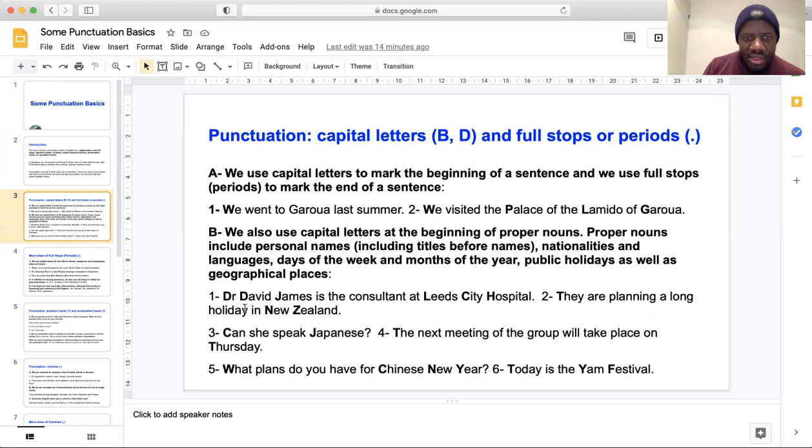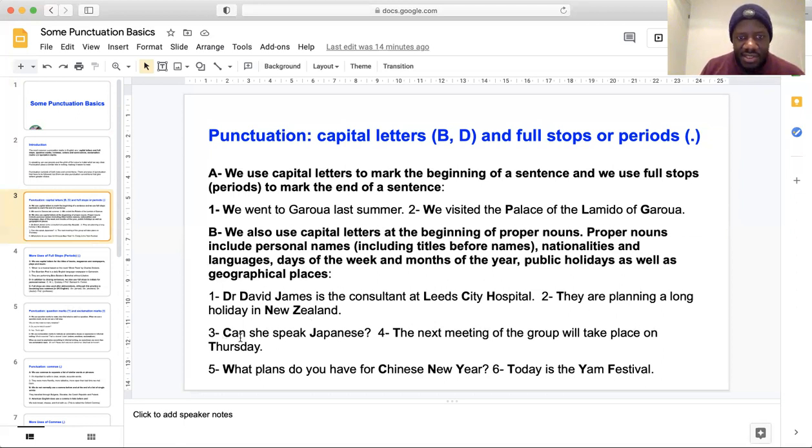Some examples. Dr. David James is the consultant at Leeds City Hospital. Dr. David James, capital letter, capital D, capital J, Leeds, capital L, capital C for city, and capital H for hospital, because this is the name of a specific place, a hospital. They are planning a long holiday in New Zealand. Capital letter at the beginning here, then capital letter for New Zealand, which is the name of a country, a proper noun. Can she speak Japanese?